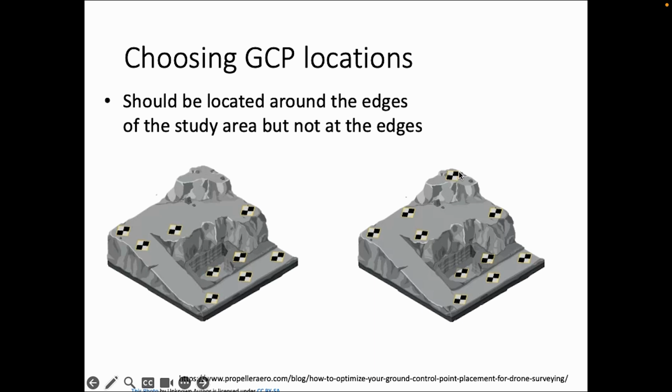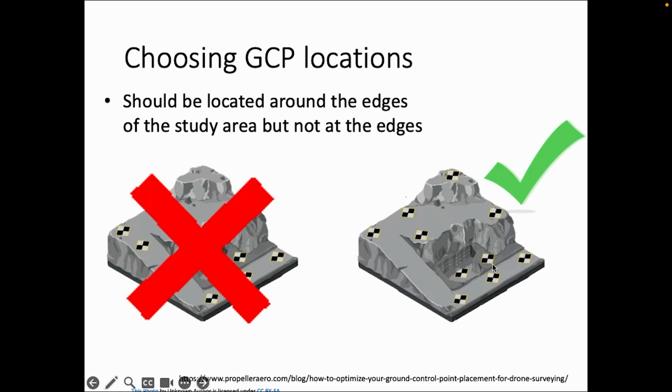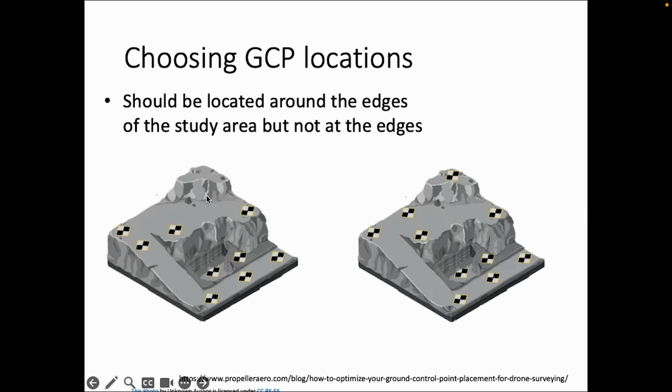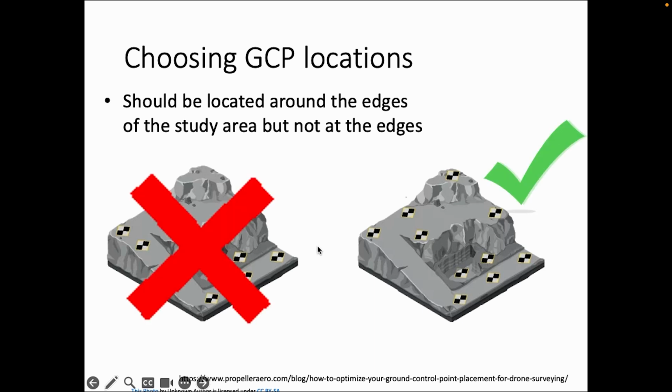Your GCP locations need to be picked so that they cover the area of interest, obviously, but also need to be kind of around the edges, but not at the edges. And I'll just say, this is the one that you want to follow, not this one. Here you've got this area here, which is sort of separate from the other areas, and it's not really covered with GCPs. So you want uniform coverage of your GCPs around your area, but you also want to cover areas that are by themselves in a way, sort of separated from other areas.